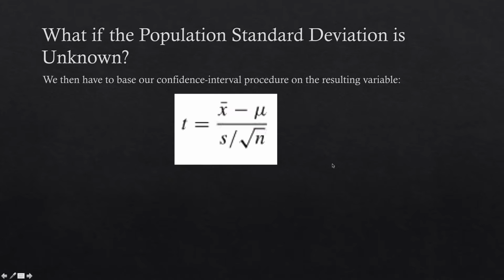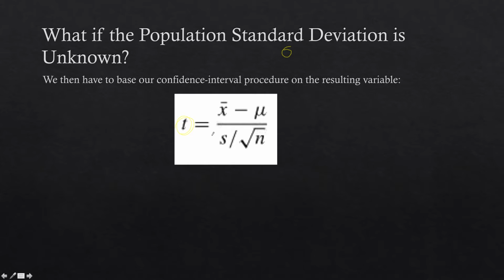Now, what if the population standard deviation is unknown? In other words, what if our sigma is unknown? Well, we then have to base our confidence interval on a t variable. What we do is we change our standardized version of the sample mean. Instead of a z-score, this is a t distribution.